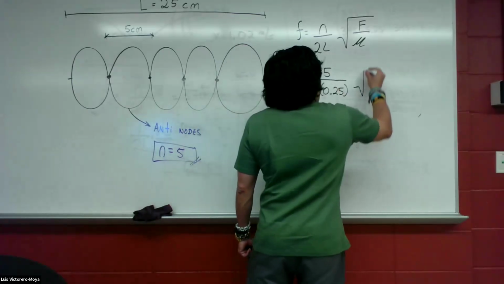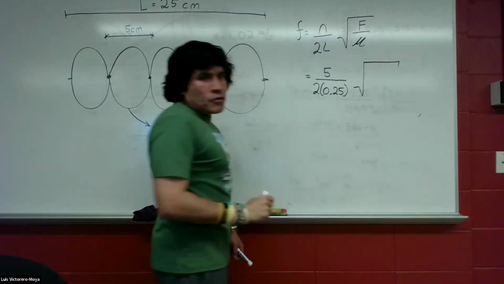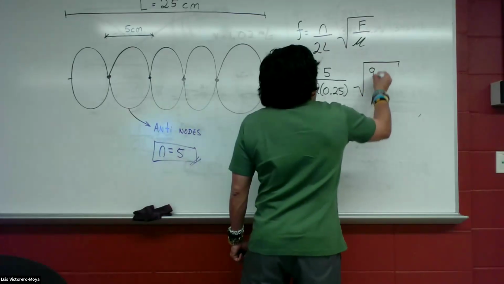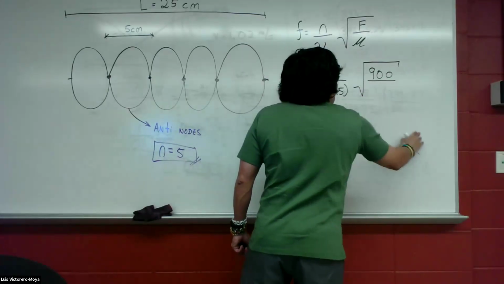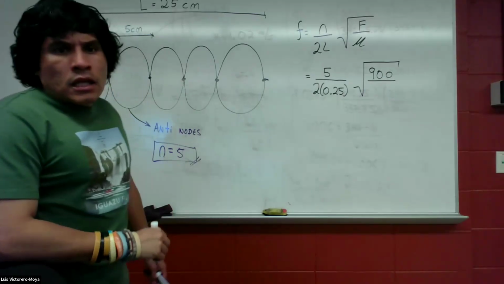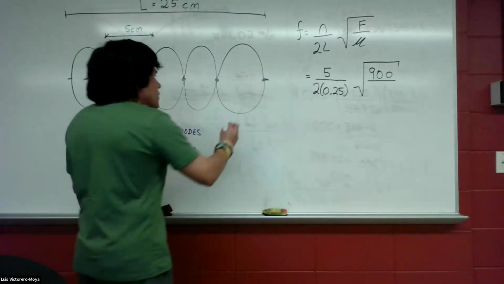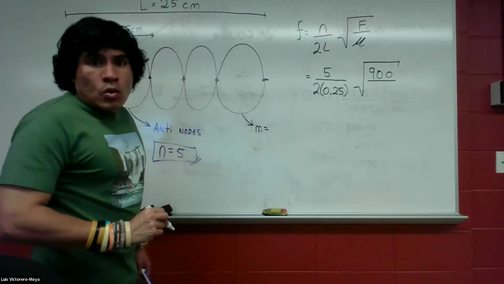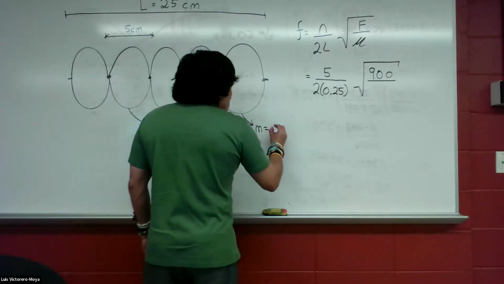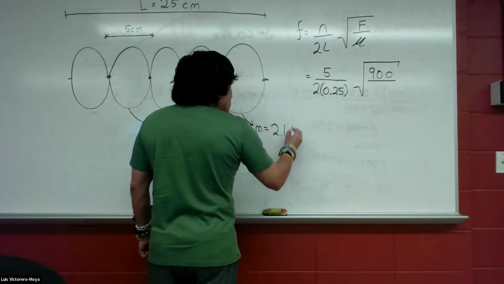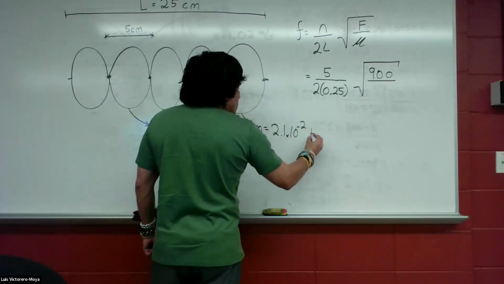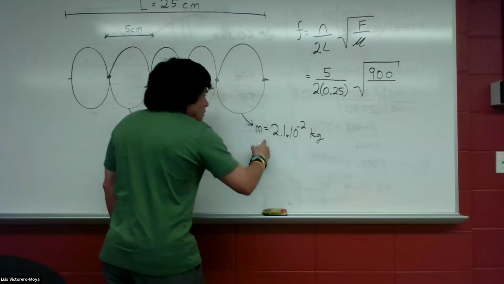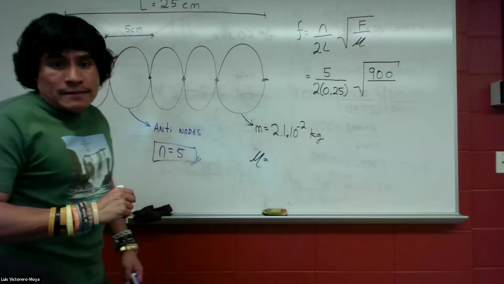And the force, they give you a tension here of 900 newtons. And the mass, they give you the mass of this rope equals 2.1 times 10 to the negative 2 kilograms. So you can calculate the mu. Mu is equal to mass over length.